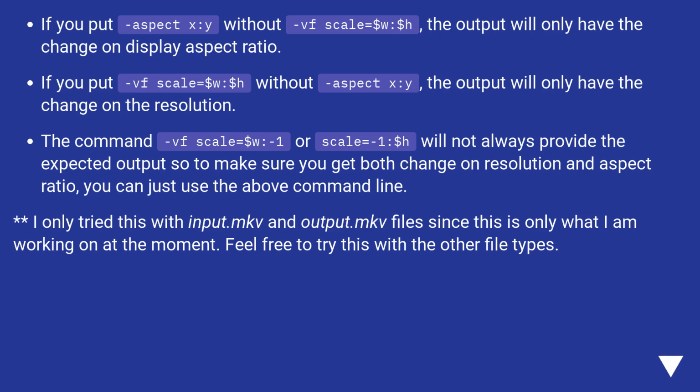The command -vf scale=$W:-1 or scale=-1:$H will not always provide the expected output, so to make sure you get both change on resolution and aspect ratio, you can just use the above command line. I only tried this with input.mkv and output.mkv files since this is only what I am working on at the moment. Feel free to try this with the other file types.